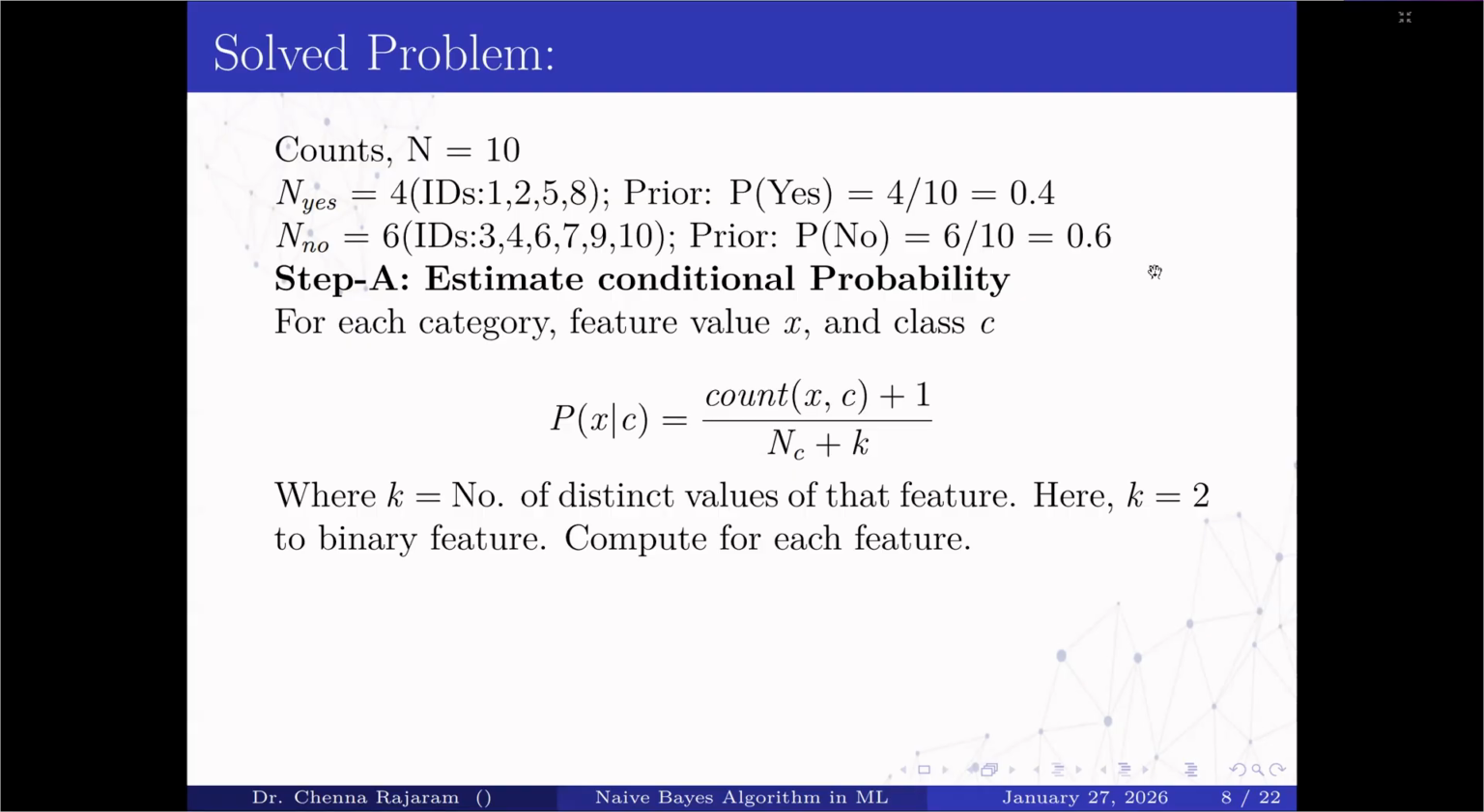Now step 1 is to estimate the conditional probability. For each category, the feature value X and class C, we need to calculate the probability of X given C using the equation, which is equal to count of X comma C plus 1 divided by NC plus K, where K is the number of distinct values of that feature. Here K is equal to 2 for a binary feature. Why is K equal to 2? Because there are two classifications given in the tabular column, and we compute this for each and every feature.